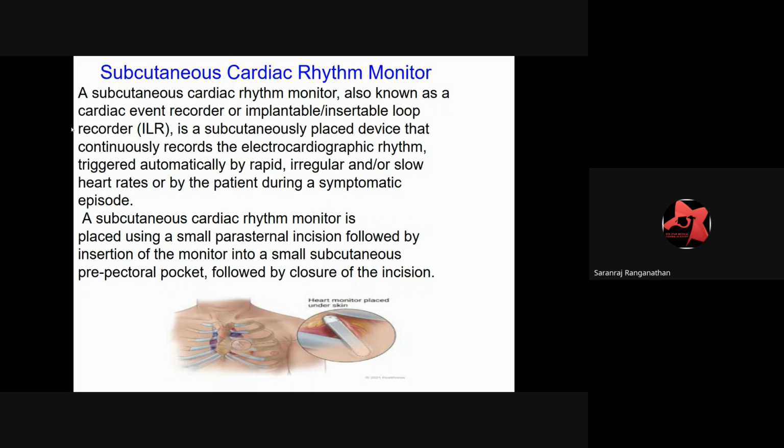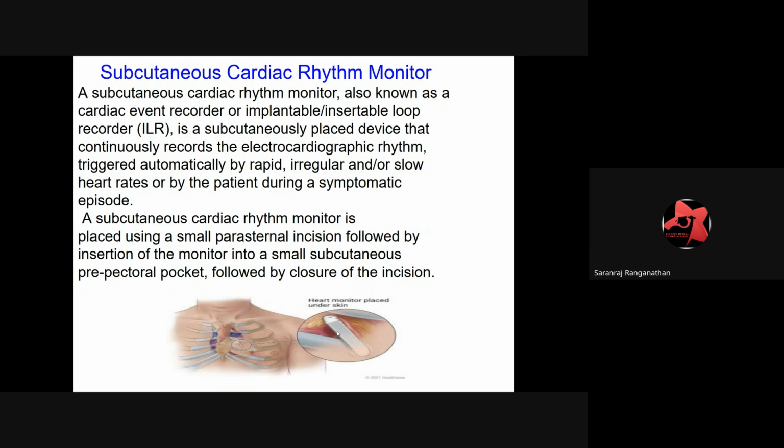Then subcutaneous cardiac rhythm monitor. It will monitor the rhythm of the heart functions. If some patients have abnormal cardiac rhythms, meaning it won't be regular and only sometimes they are getting it, for those patients they will place this cardiac rhythm monitor to get an alert for this abnormal cardiac rhythm. They will make an incision, and they will place a strip or one monitoring equipment.